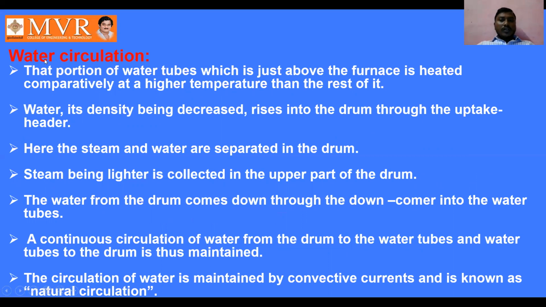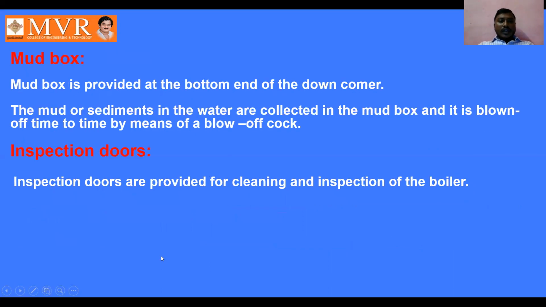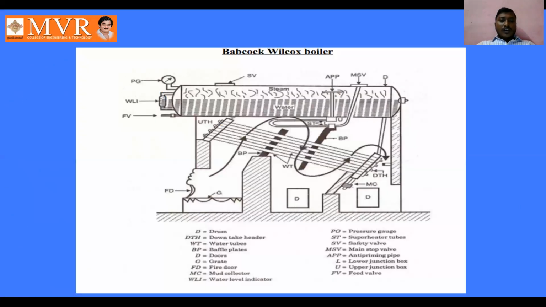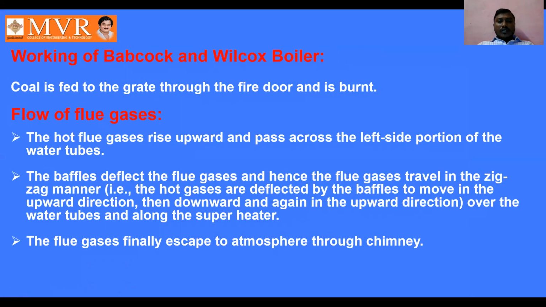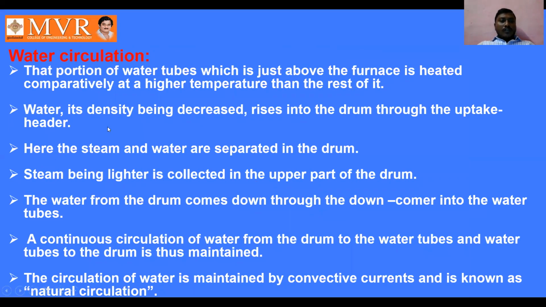Now about water circulation, how the water is circulated here. That portion of the water tubes which is just above the furnace is heated to a comparatively higher temperature than the rest of it. When the hot gases rise upwards, the water inside the water tubes is heated. The water, its density being decreased, rises into the drum through the uptake header.